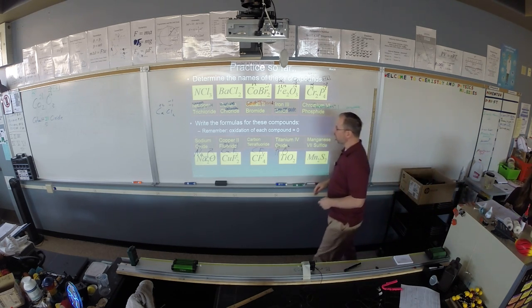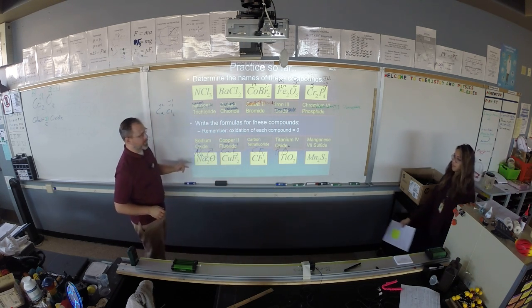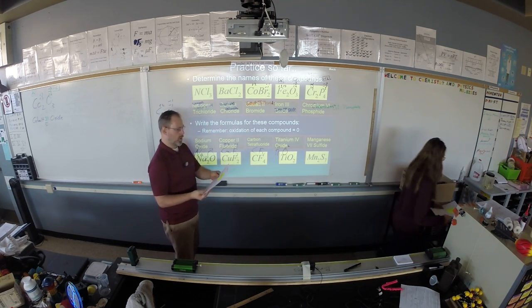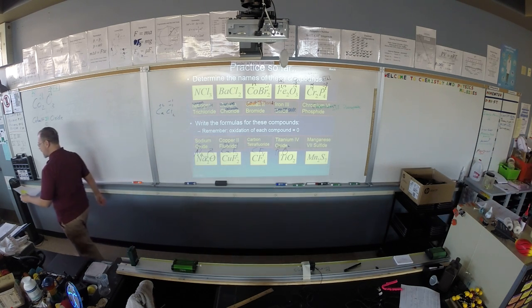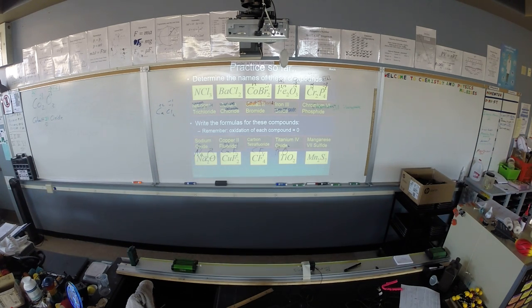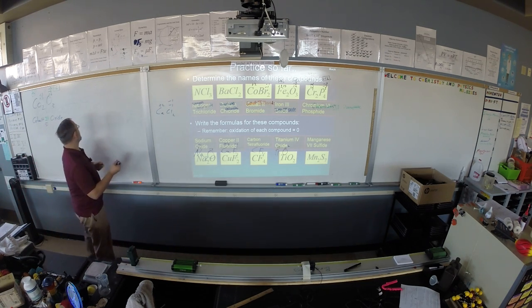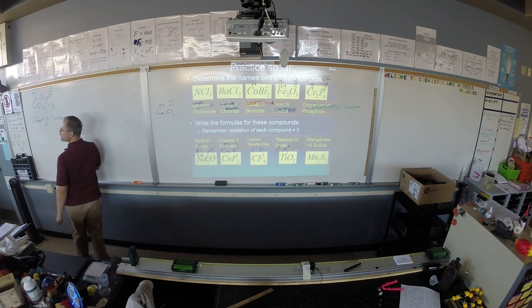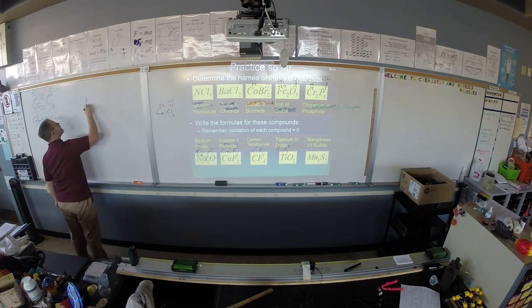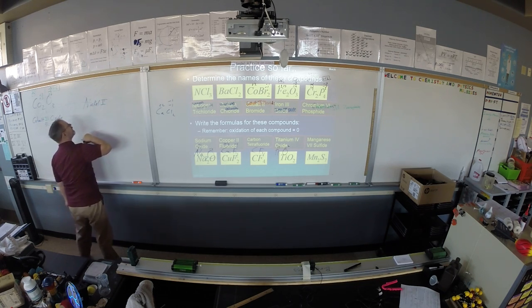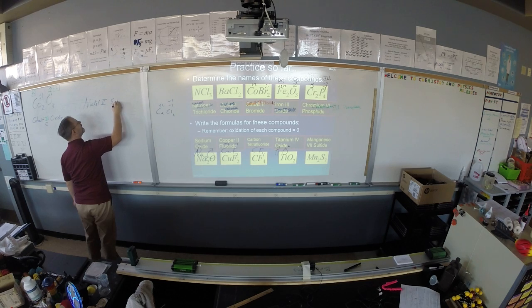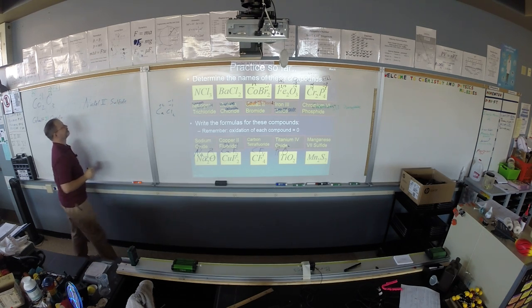Okay, so when you're working with the name to the formula, you have to remember the entire compound is going to be equal to 0. So you use what you have and then balance them out. So let's just throw one up here. How about something that would be 5? Nickel. So let's say we have nickel 5, and then what's something that would be just 2? Sulfide. There we go. Nickel 5 sulfide.